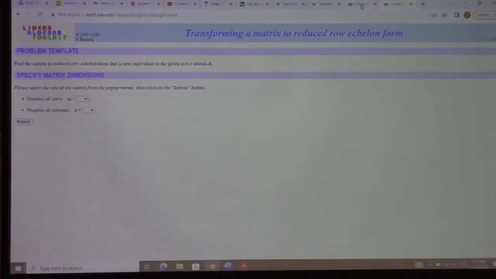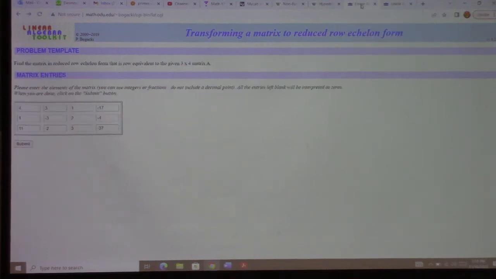So I already put the numbers in last class. Let me just make use of that over here. So I select 4 by 3 because it's a 4 by 3 matrix. That's the coefficient matrix that I have over here, right?